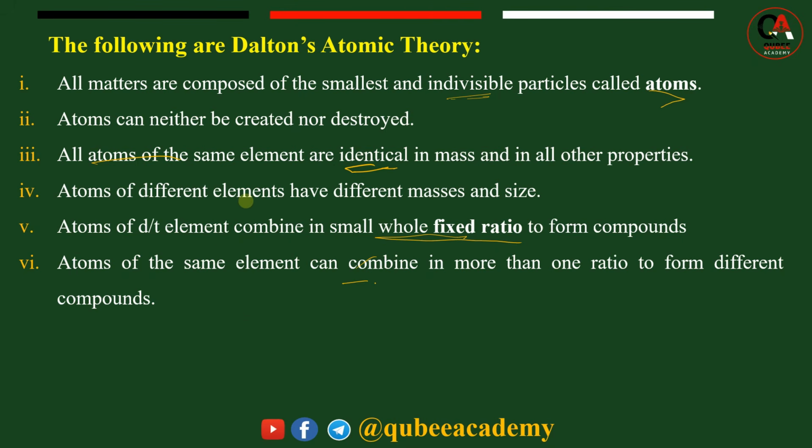For example, if we take the reaction between carbon and oxygen. For example, if carbon and oxygen reacted to produce carbon dioxide as well as carbon monoxide. Remember, carbon dioxide is this one and carbon monoxide is this one. In this case, the ratio of carbon to oxygen is 1:2.